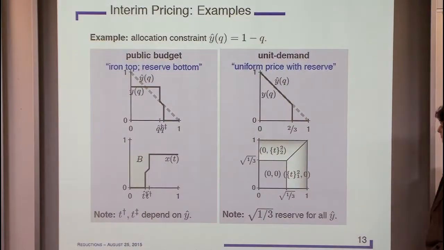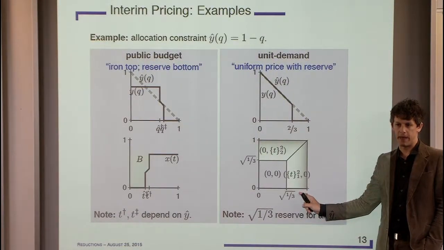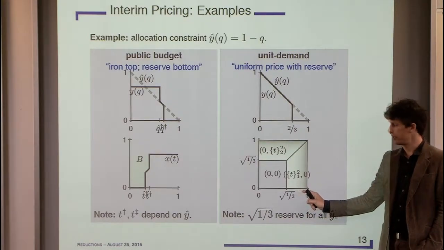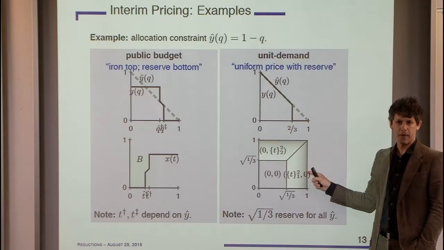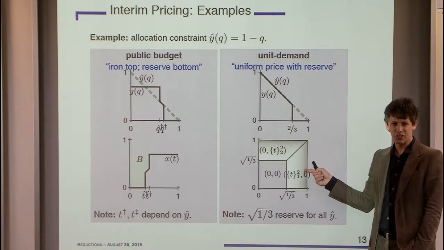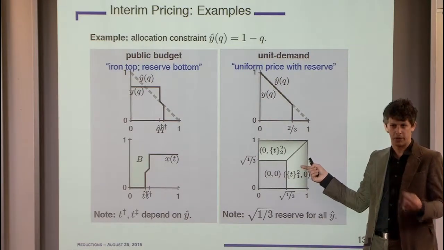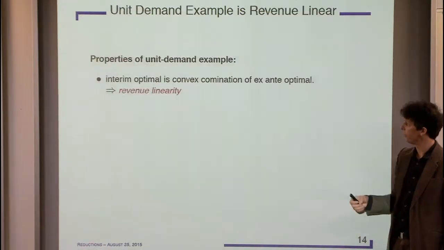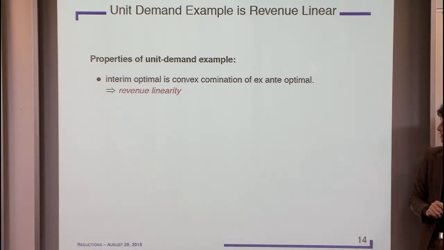One thing we can point out from this previous slide is what the optimal ex ante mechanisms for this problem were. They were just posting a uniform price, right? What is this mechanism? It actually looks just like a convex combination of posting a uniform price for different probabilities of posting the price. Okay, so the interim optimal mechanism is going to be a convex combination of ex ante optimal mechanisms in the unit demand example. That's not true in the public budget example.